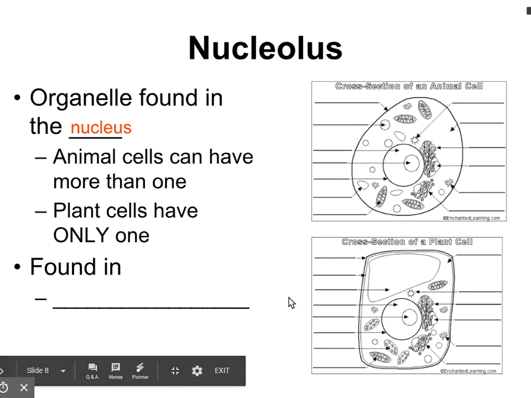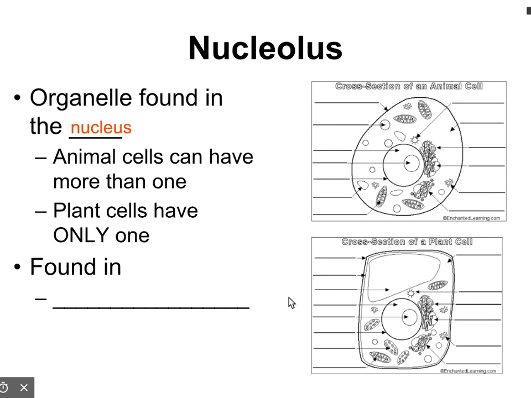Animal cells can have more than one, and plant cells have only one. Think of them kind of as the secretary for the nucleus. Some of them have one, some of them have many secretaries, and it is found in both plant and animal cells.